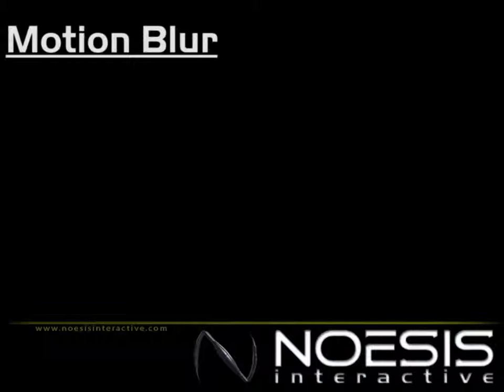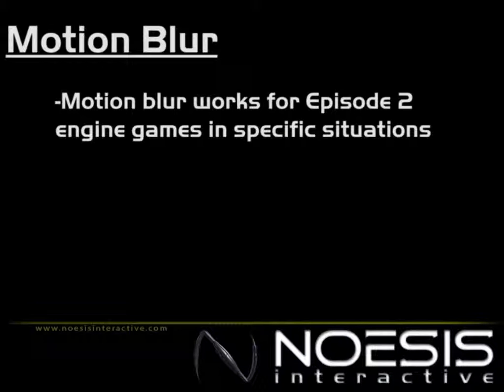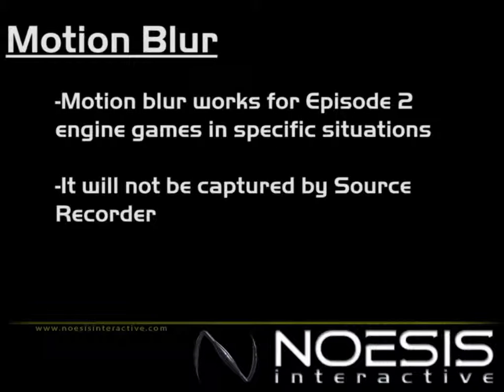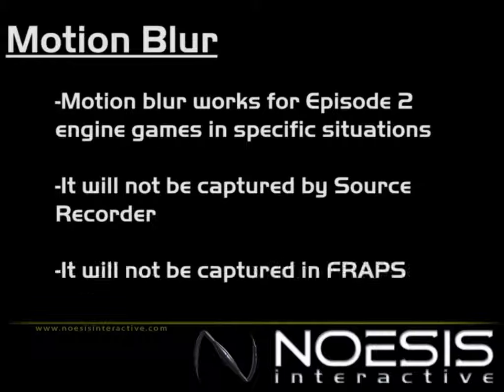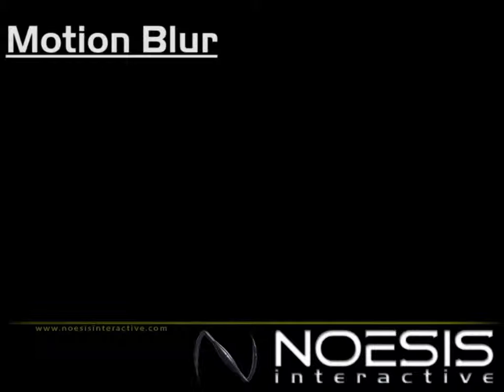Now you may be thinking, but Ross, the Orange Box games include motion blur in the engine. Why do we need to know this? Well, the answer is that the motion blur used in the Episode 2 engine only works in specific situations, like turning or accelerating. And it does not capture in the source recorder, and I haven't even been able to get it to capture reliably in Fraps. The method I'll be teaching here works in all situations on any footage that has a high frame rate. It doesn't even have to be in the source engine.